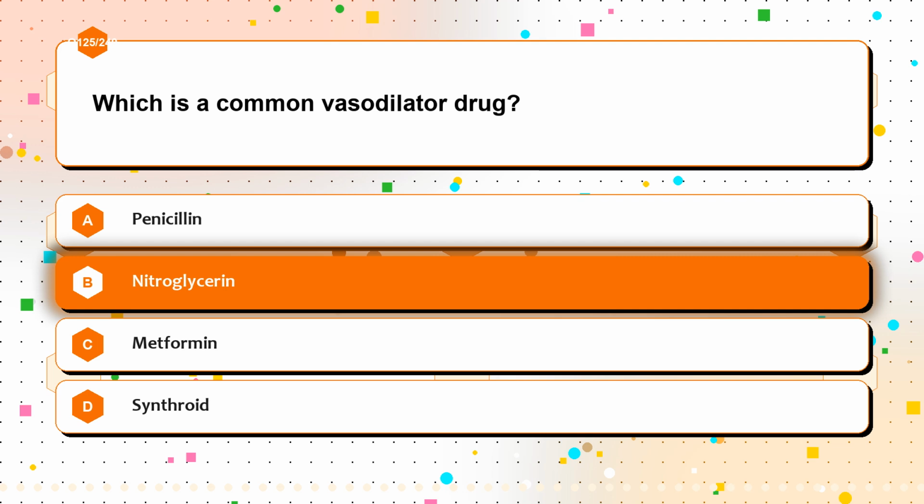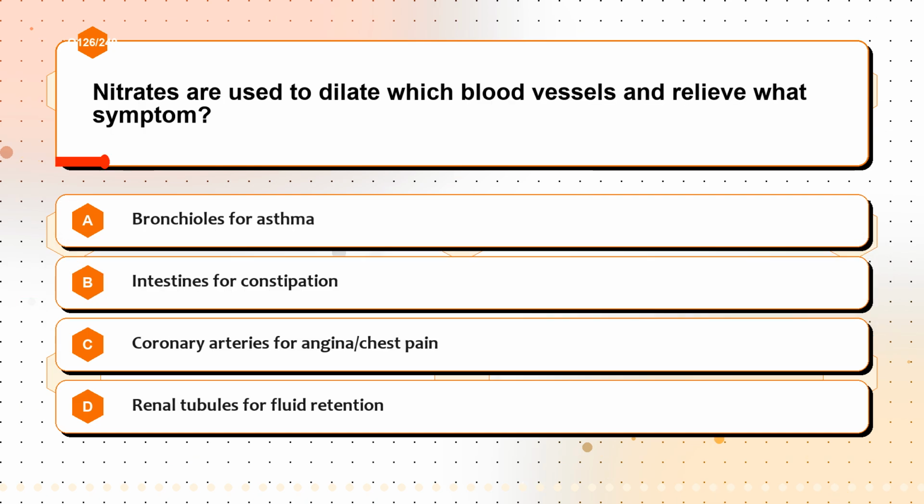The correct answer is option B, nitroglycerin. Question 126. Nitrates are used to dilate which blood vessels and relieve what symptom? Here are the options. Option A, bronchioles for asthma. Option B, intestines for constipation. Option C, coronary arteries for angina/chest pain. Option D, renal tubules for fluid retention.